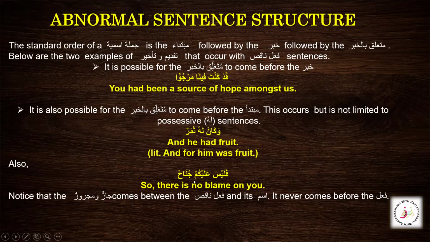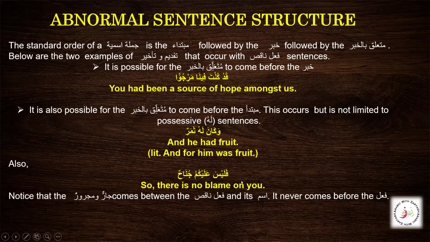Notice that the jar majroor comes between the fi'l naqis and its isim. So there is no blame on you. Again, we have this jar majroor before this isim, and we see here this mutalib bil khabar. Now, the summary is that you can summarize all this like that. The mubtada, that is our fi'l naqis, it can have an abnormal sentence, and just like that, here we also see it for laysa as well.